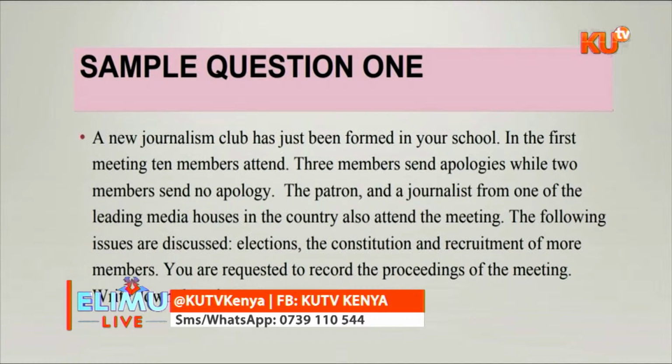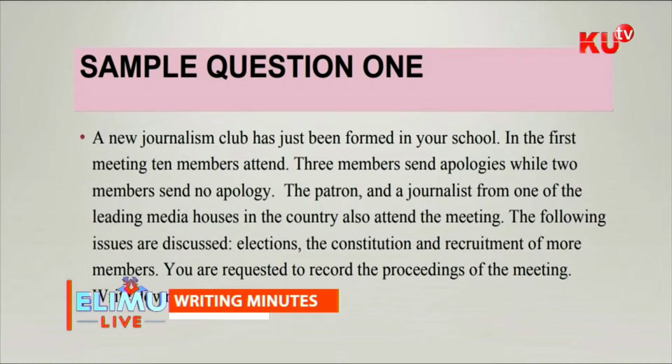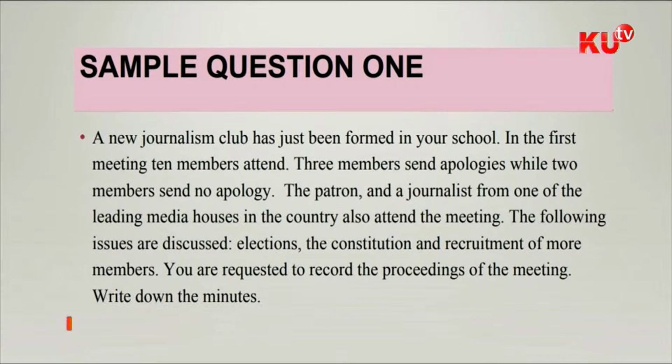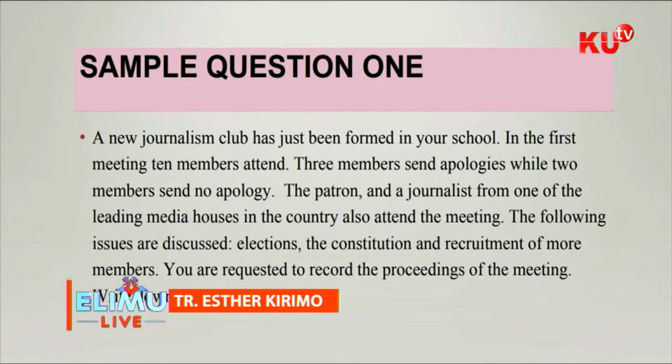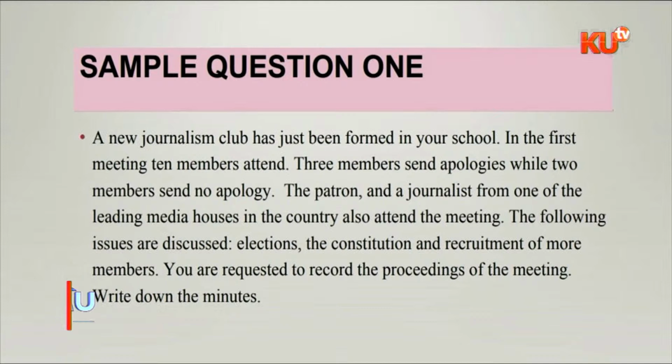says, a new journalism club has just been formed in your school. In the first meeting, 10 members attend. 3 members send apologies, while 2 members send no apology. The patron and a journalist from one of the leading media houses in the country also attend the meeting. The following issues are discussed: elections, the constitution, and recruitment of more members. You are requested to record the proceedings of the meeting. Write down the minutes.